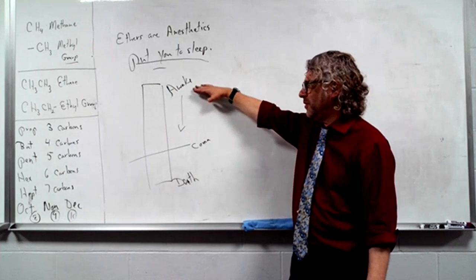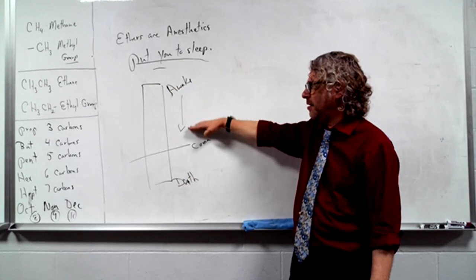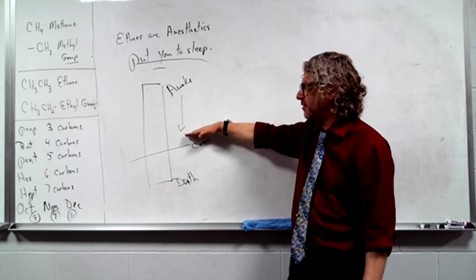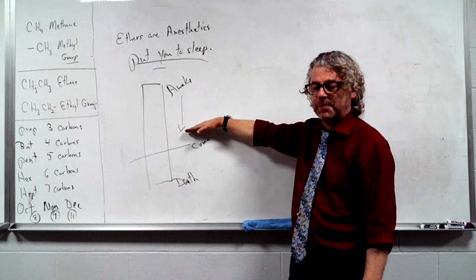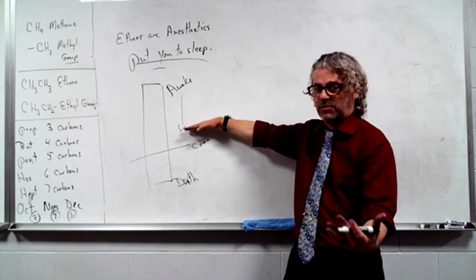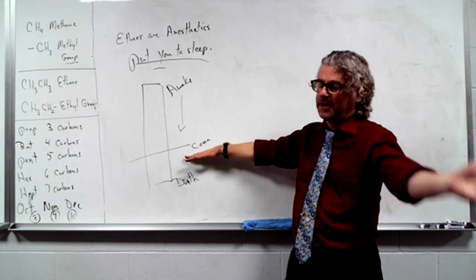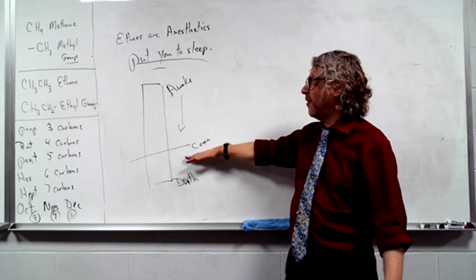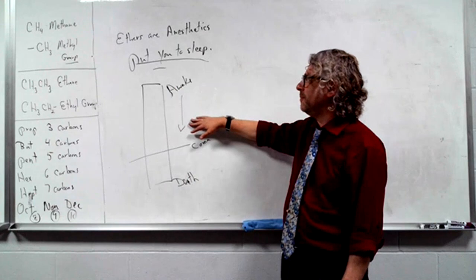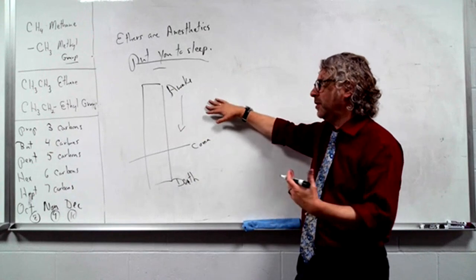So to make a long story short, the anesthesiologist is paid a lot of money to try to take you as close to this as possible so you don't feel any pain when we're opening it up and doing a back surgery on you or something. But sometimes they take you too far and you have these complications and you are in a coma. It's a horrible thing. So to make a long story short, why are anesthetics so important?